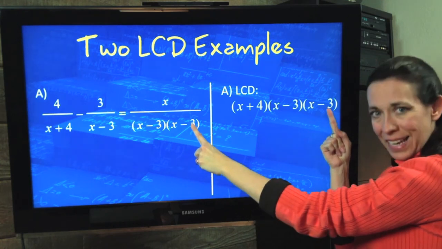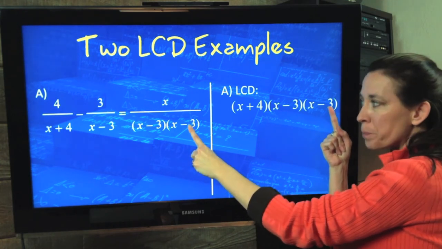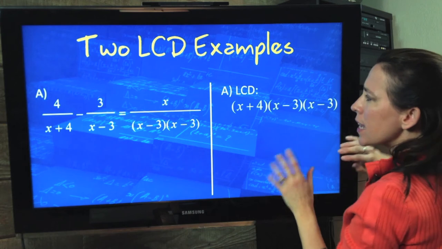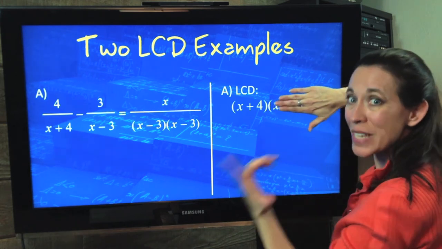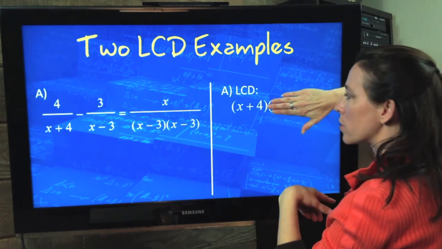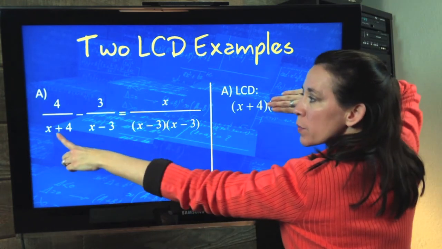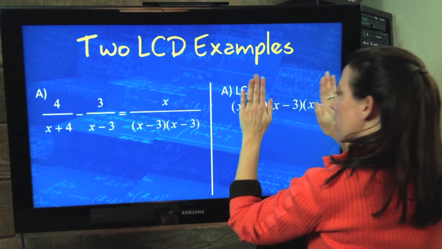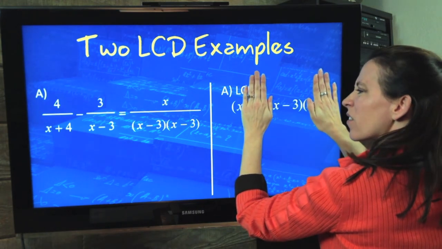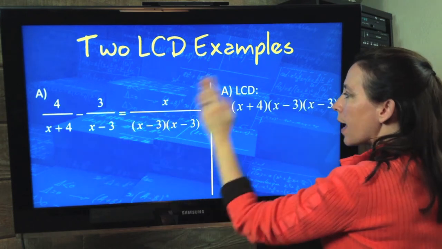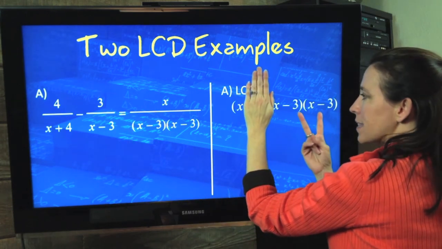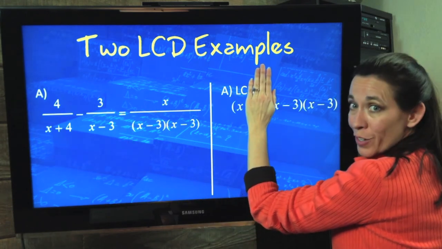Therefore, we need a second x minus 3. An easy way to check is to cover up some of the factors to see if you can still see all the denominators. If I cover up the last two, there's my x minus 4 from my first one. If I cover up the outside ones, there's my x minus 3 from my second one right there. And if I cover up the first one, I can see my last denominator, both x minus 3s.